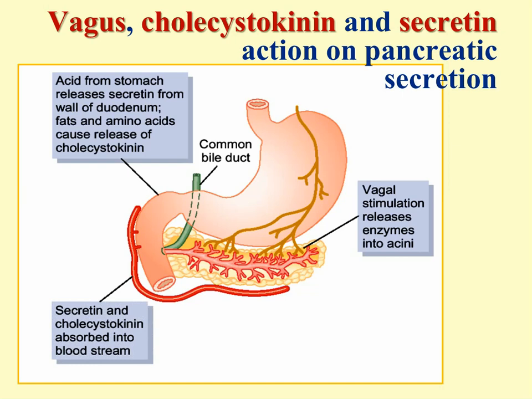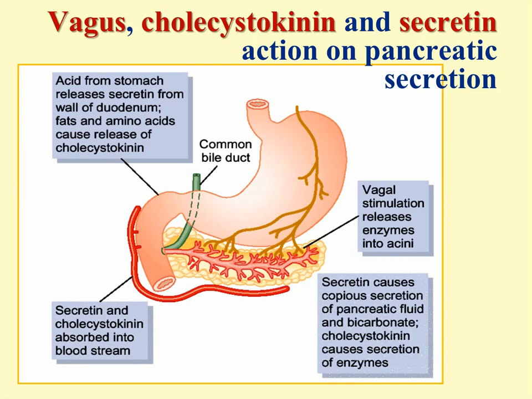Secretin and cholecystokinin produce their effect not directly but passing through the bloodstream, and finally copious secretion of pancreatic fluid and bicarbonate stimulated by secretin occurs, while cholecystokinin causes secretion of enzymes. Let's recall again. Cholecystokinin is a stimulating factor for a greater amount of enzymes in the pancreatic juice, while secretin stimulates bicarbonate ions secretion as well as the fluid generally, and contributes to a great amount of pancreatic juice.